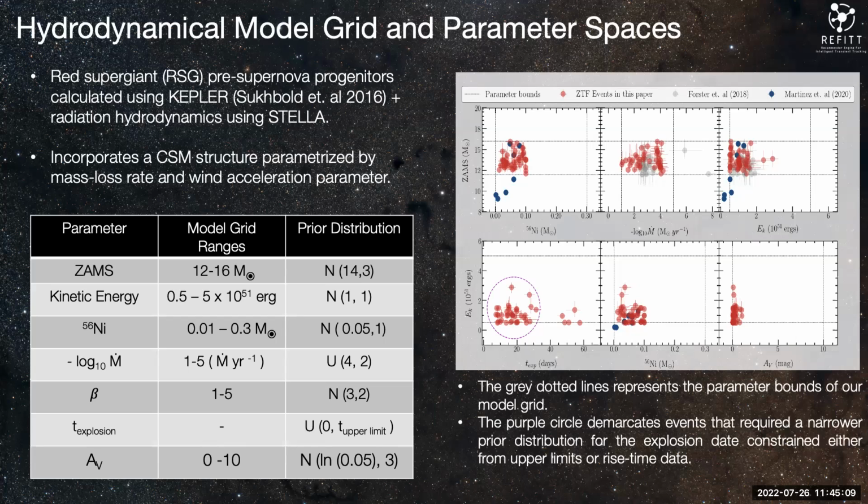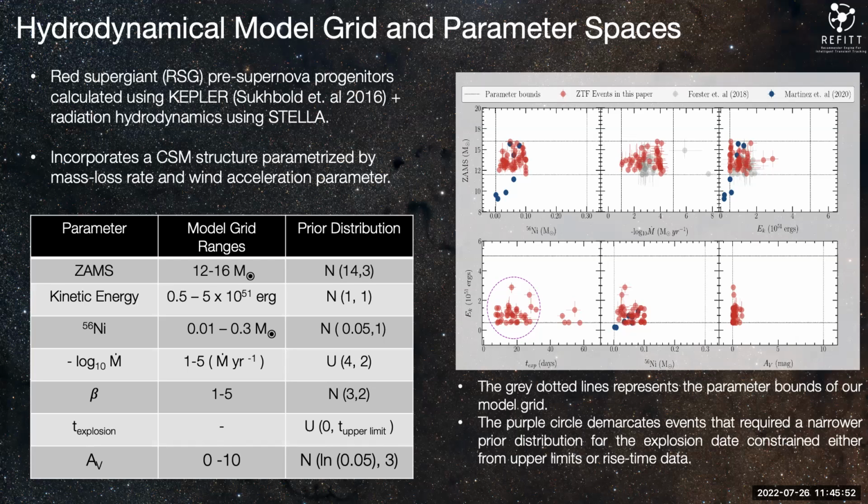We also incorporate a CSM structure into these hydrodynamical models, so a steady acceleration wind as well as a mass loss rate. These two are parameterized with two parameters. The others are progenitor properties, and the rest are explosion physics. These two parameters are the ones which we additionally fit. The prior distribution is narrower for the ones where we have well-defined upper limits or a good rise time, but it reflects in the inferences that you make if you do not have them, and I represent that here.